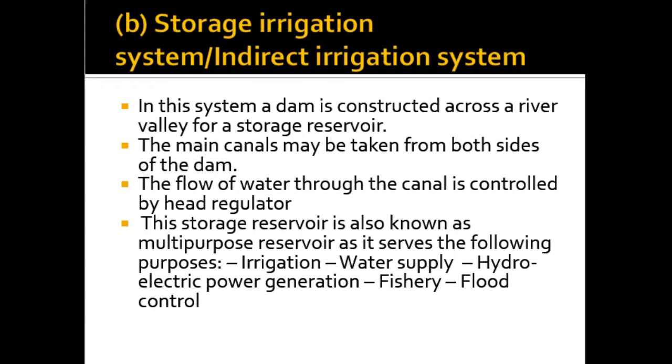Now, second is our storage irrigation system or indirect irrigation system, in which a dam is constructed across a river for a storage reservoir. The main canals may be taken from both sides of the dam.